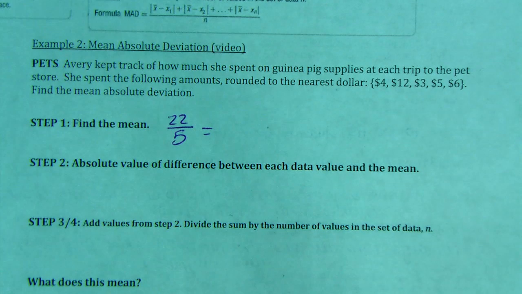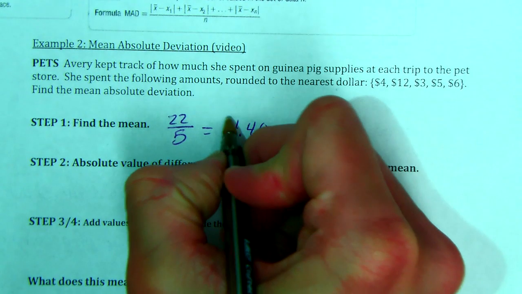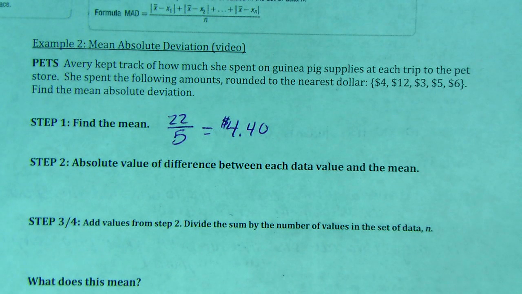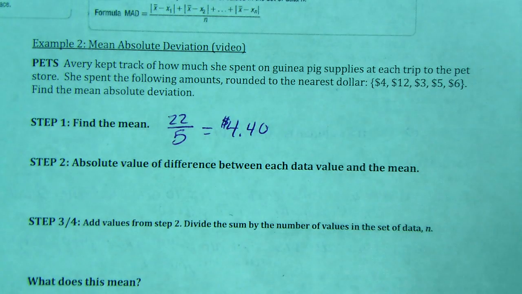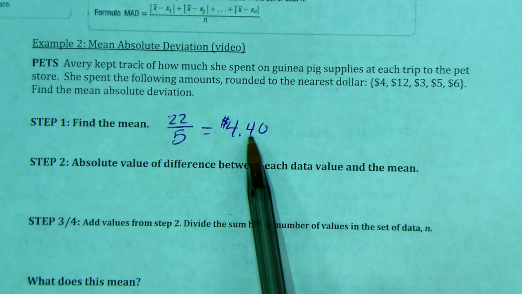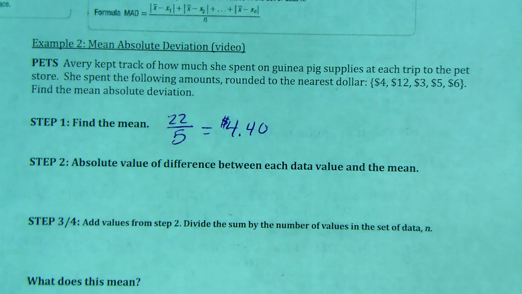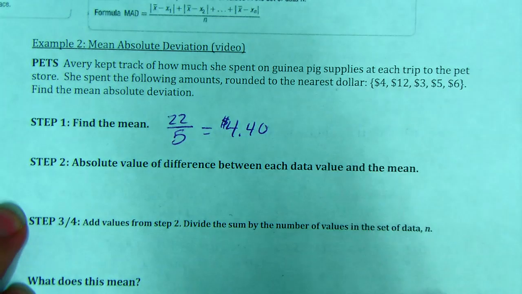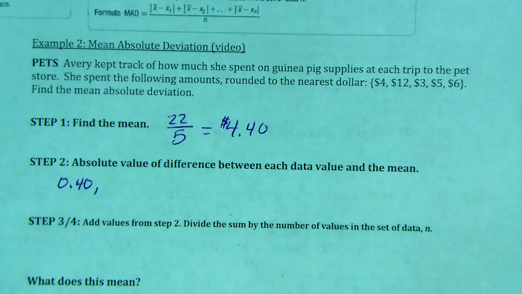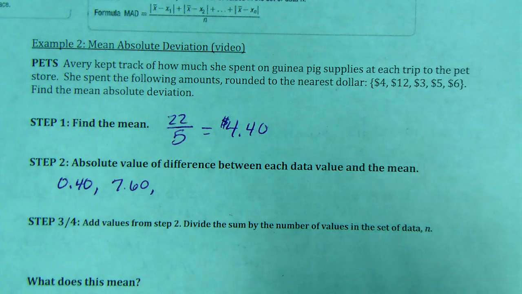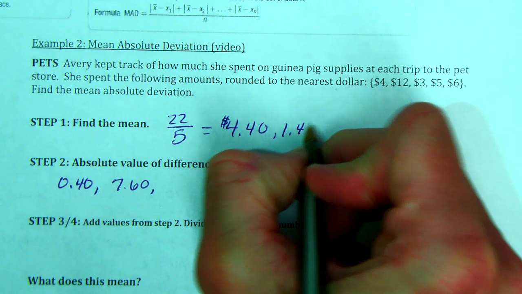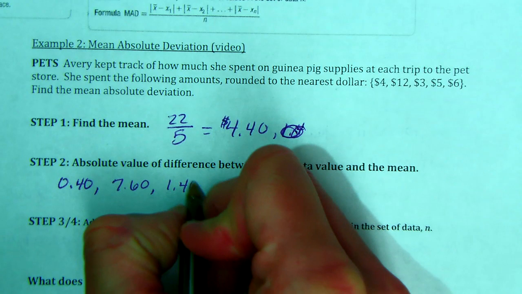Now, we're going to find the distance, the absolute value difference, that each of these is away from our mean. Notice I put it to the nearest penny because we're talking about money. Okay, so $4. How far away is $4? Well, that's 40 cents away. How far away is $12? Well, 12 minus 4.40 gives me $7.60 away. $3 would be $1.40 away. $5 is simply 60 cents more, and $6 is $1.60.